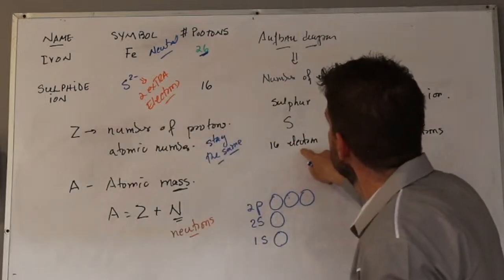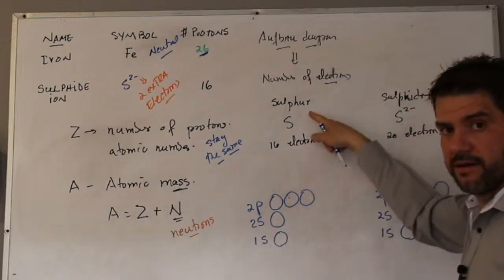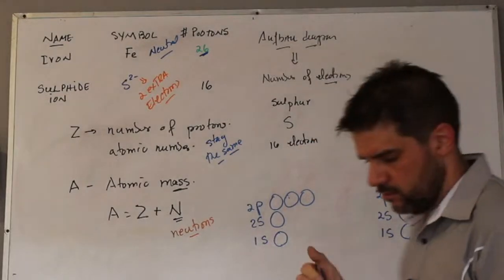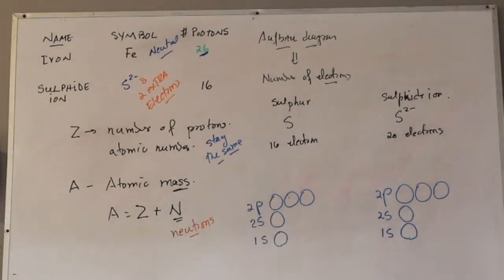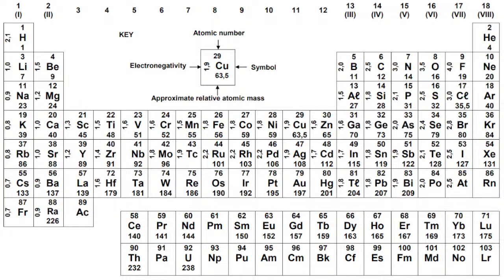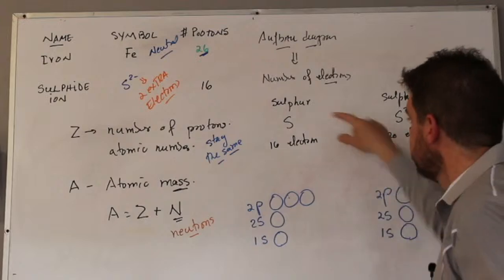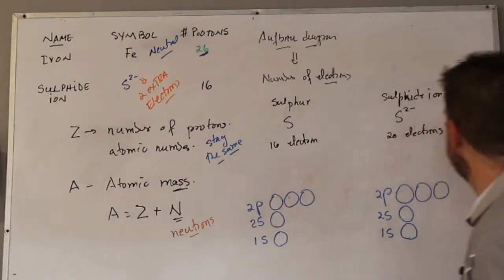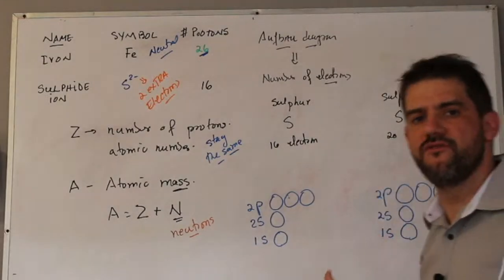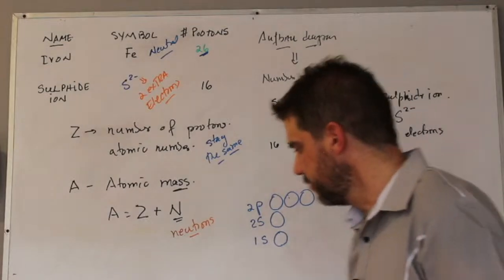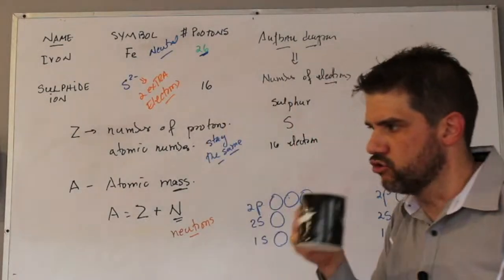16 electrons for sulfur, 20 for sulfide. Let's see quickly. I'm checking the messages, that's why I'm going up and down. If you go to sulfur, the neutral atom has 16, but the ion has 20. That's why I say I'm going to do it for both. I want you to understand both of them, and then everything is going to be fine.